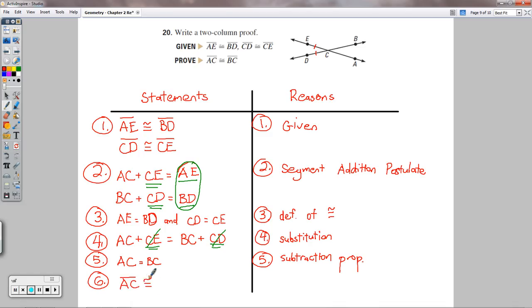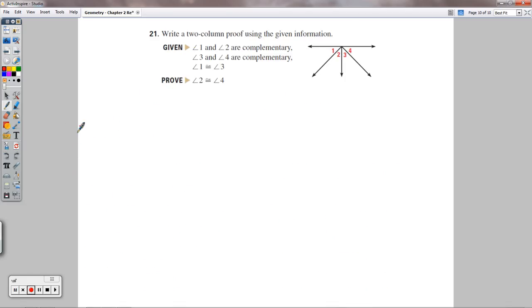And so finally, AC then would be congruent to BC based on the definition of congruence or congruent segments. We should probably write that in there. So definition of congruent segments, because you can have other congruent things too. So definition of congruent segments, if they are equal to each other in measure, then they're also congruent to each other. All right, and then finally number 21, another 2-column proof.